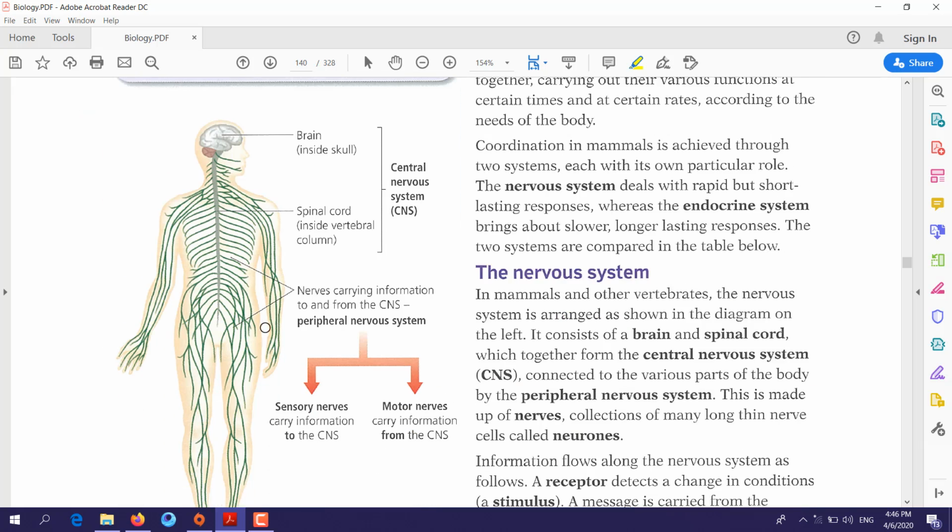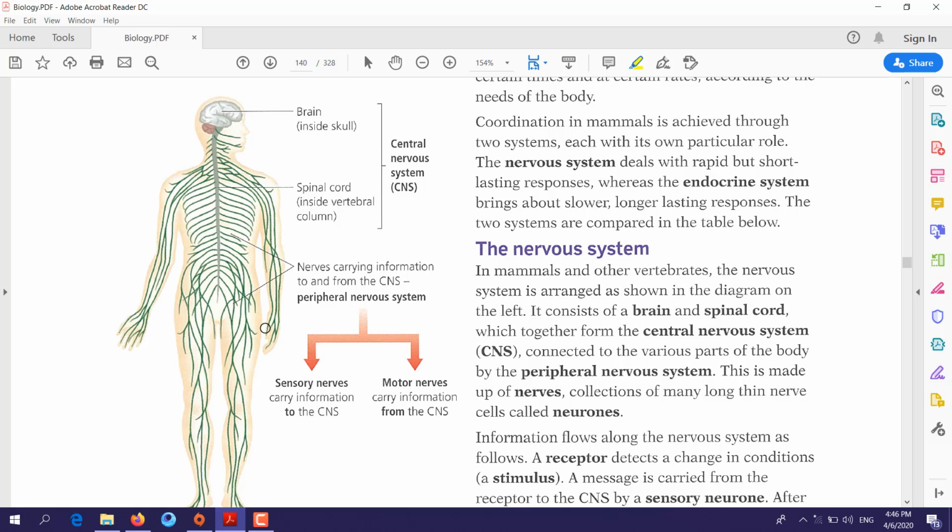If you focus on this drawing, you will see it contains the main parts of the nervous system. These main parts are brain, spinal cord, and nerves. 1, 2, 3. Brain, spinal cord, and nerves. These are the three main parts of the nervous system.